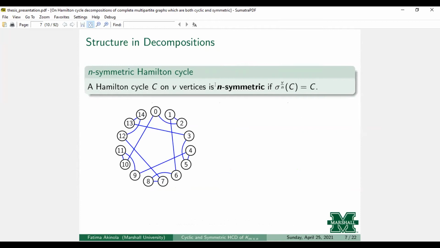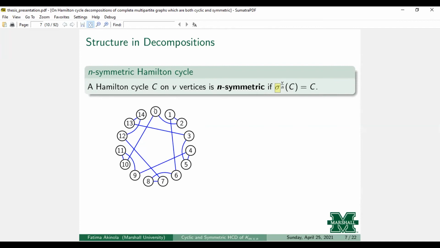A cycle itself is n-symmetric if you apply sigma to it, v over n times. So in this case, it was like K 3 by 5. So v is 15, and n in this case would be 5, because in actuality, I have to apply sigma to this 3 times to get back my cycle that I started with.